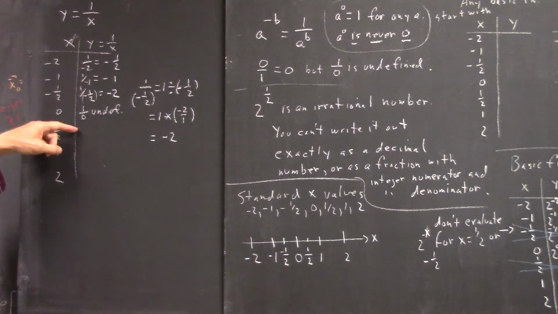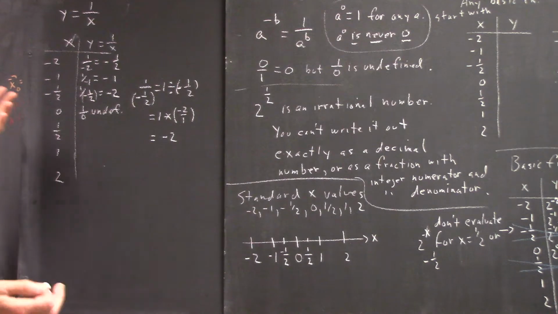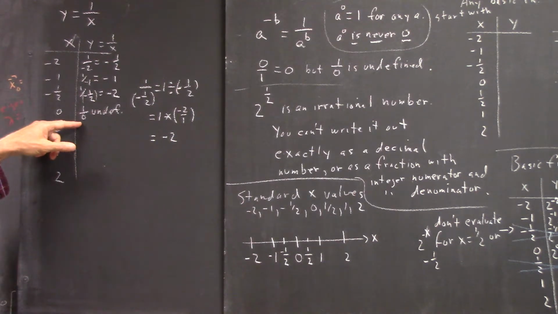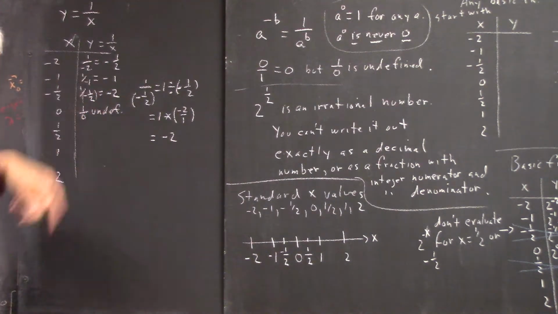So you have to understand, first of all, the rule is 1 over 0 is undefined. Also, understand why it doesn't make sense. How many zeros does it take to make 1? You can't make 1 out of zeros.